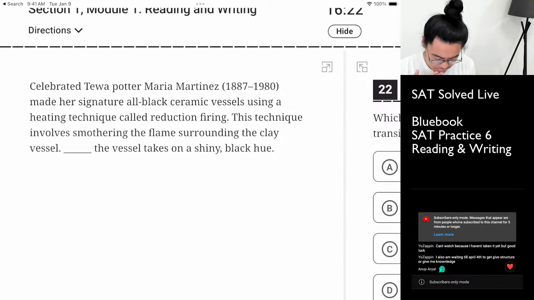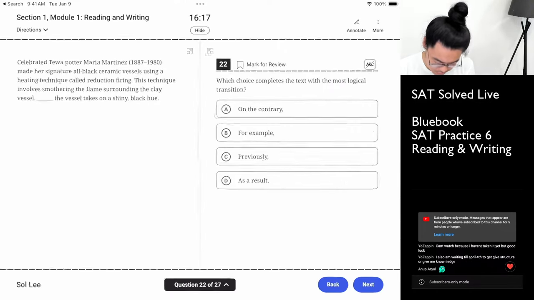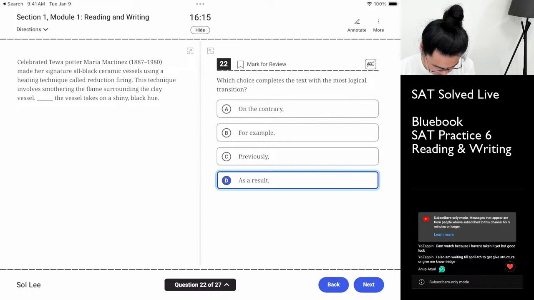This technique involves smothering the flame surrounding the clay vessel. As a result, afterwards, hang on, just wait. I read that too quickly. It's because I've been out of practice, man. I'm finding the transitions between the question types a little janky. I'm not transitioning very smoothly. Okay, so don't follow me with my shitty transitions.